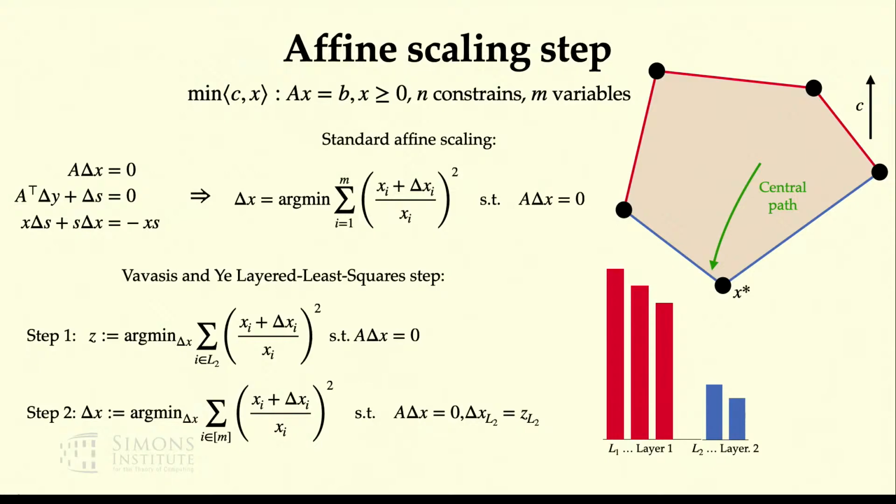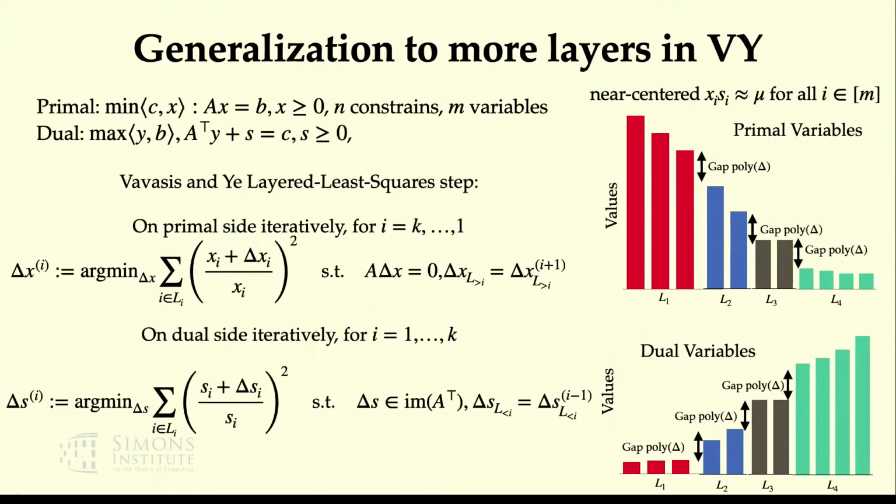Okay. It doesn't always bring you to the optimal solution, but this procedure will always make you combinatorial progress in a certain sense. So let us generalize this whole concept to more layers. We just saw 2, but what you can do is, whenever you see a gap between consecutive variables, just create a new layer. And now you have this so-called primal layered least squares step that does the following.